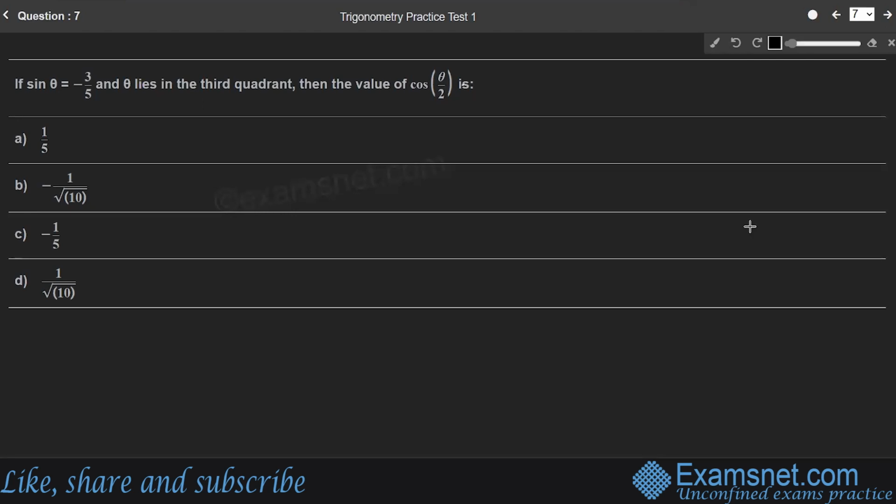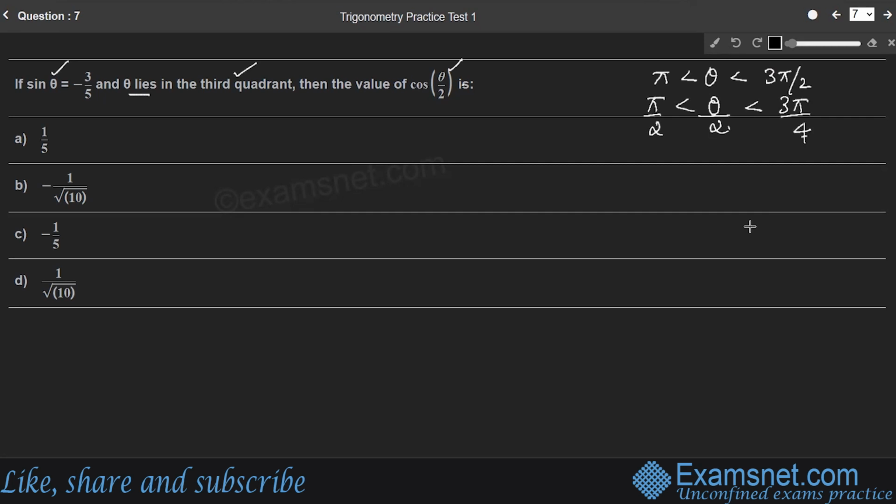Question number 7. If sine theta is equal to minus 3 by 5 and theta lies in the third quadrant, then the value of cos theta by 2 is. Here, theta lies in the third quadrant. That means theta lies between 180 degree and 270 degree, which is 3 pi by 2. So, theta lies between pi and 3 pi by 2, right? What about cos theta by 2? So theta by 2 lies between pi by 2 and 3 pi by 4, right?